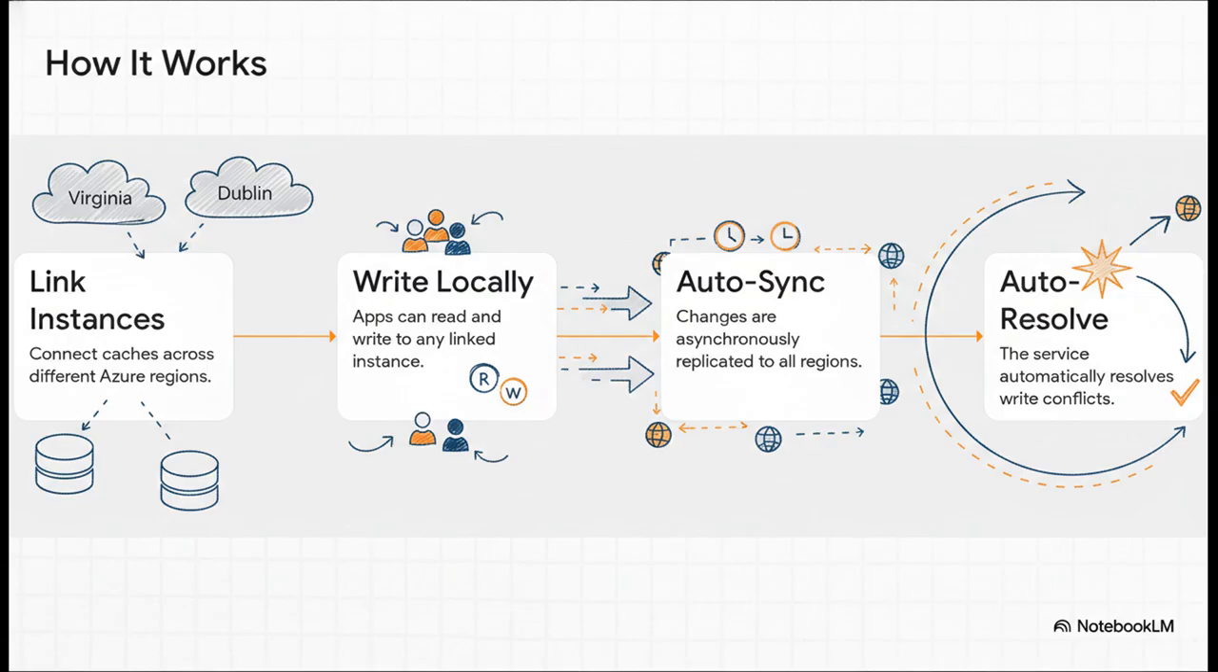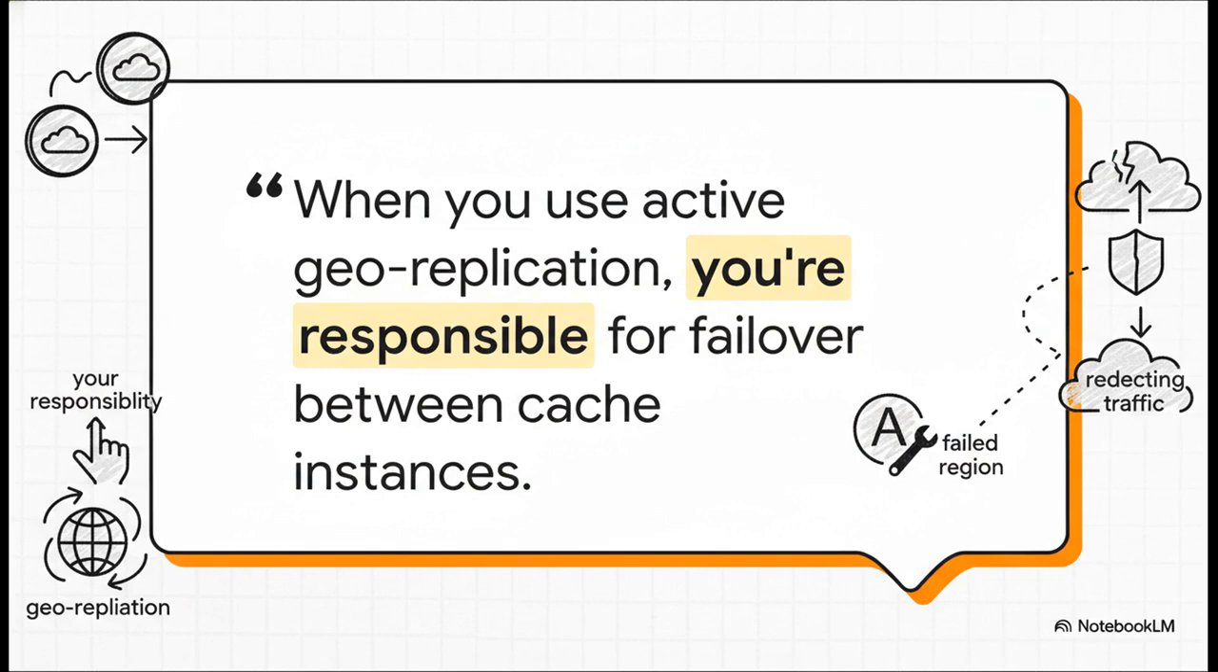Pretty cool, right? Okay, now I need you to pay very close attention to this, because this is probably the single most important thing to understand about geo-replication. Unlike the automatic failover you get with zone redundancy, here the responsibility for failing over is on you. Azure replicates the data, sure, but if an entire region goes down, it's up to your application to detect that failure and redirect all your traffic to a healthy region.